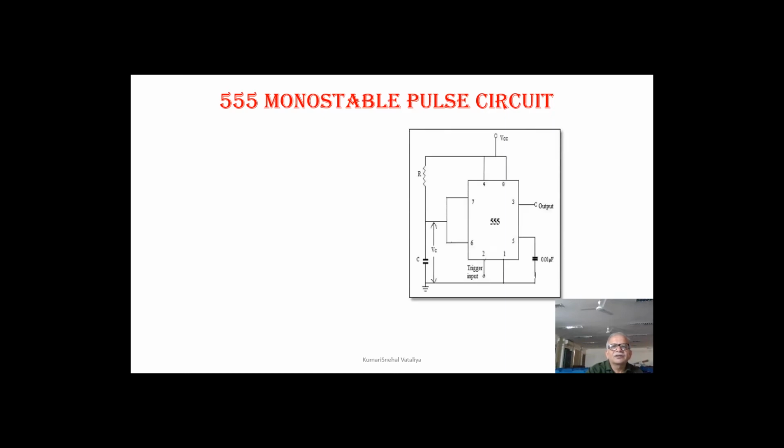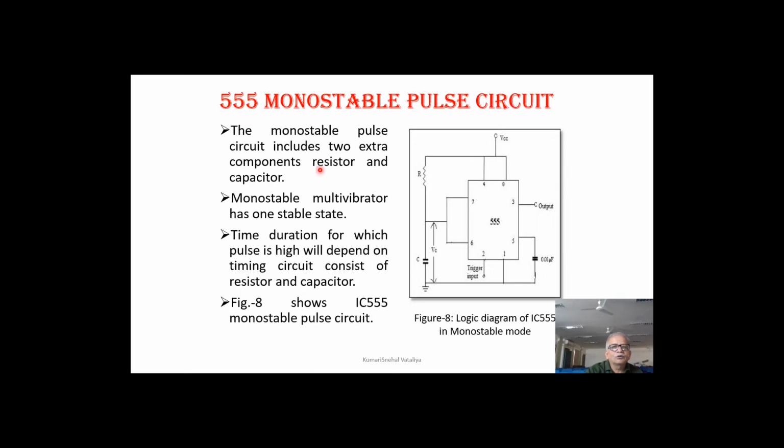Then IC 555 is also used as a monostable pulse circuit. Means only one state is stable, the other state is quasi-stable. So you move from one state of the output to another state, and when it is at the quasi-stable state, it automatically jumps back to the first state, that is the stable state. The monostable pulse circuit includes two extra components, only two components, resistor and capacitor. Monostable multivibrator has one stable state. The time duration for which the pulse is high will depend upon the timing circuit of resistance and capacitance. This circuit is shown over here.